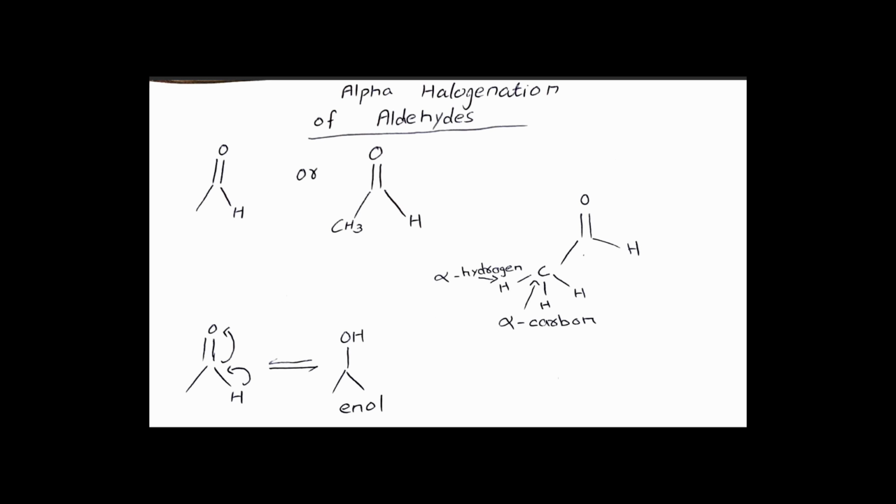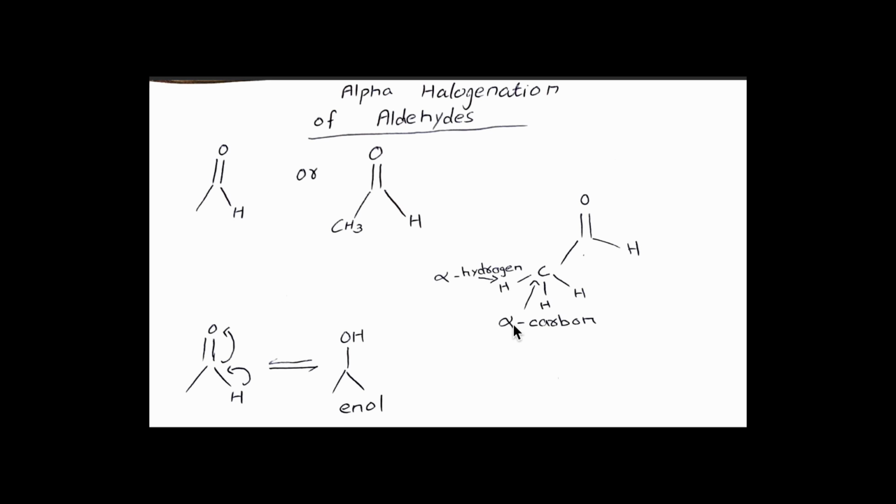All the hydrogens that are attached to this carbon are known as alpha hydrogens since they are attached to alpha carbons. These hydrogens tend to be very acidic. So whenever a base reacts with them, the base will extract the proton immediately. Here's the enol structure of the aldehyde.